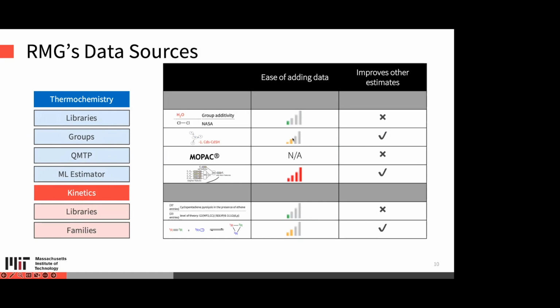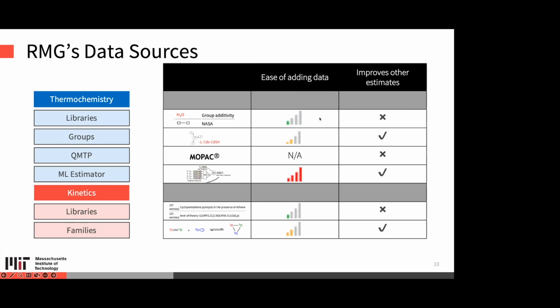So there are two important properties of these. The first is how easy is it to add data to the RMG database? And the second is whether doing so will improve estimates for many other species and reactions, or just for that one species and reaction that you added. So we'll discuss the different cases here, just starting with this first column, which is the ease of adding data.